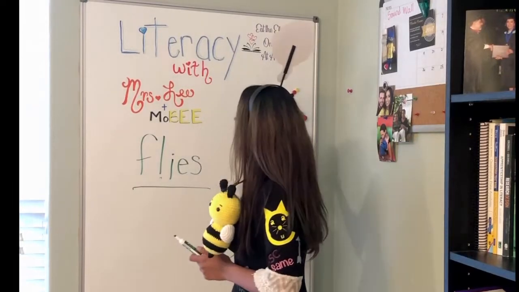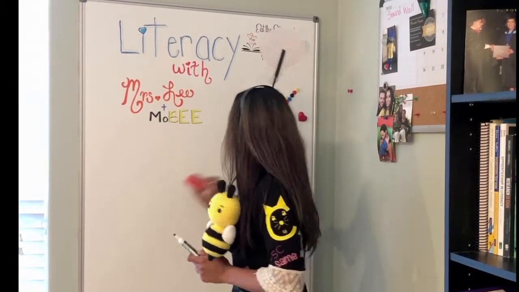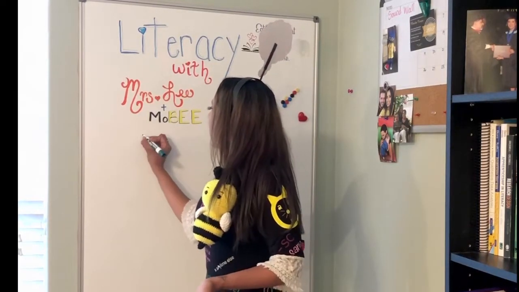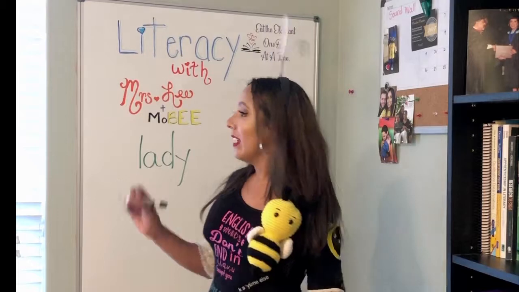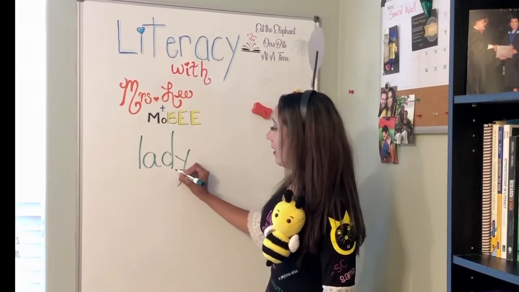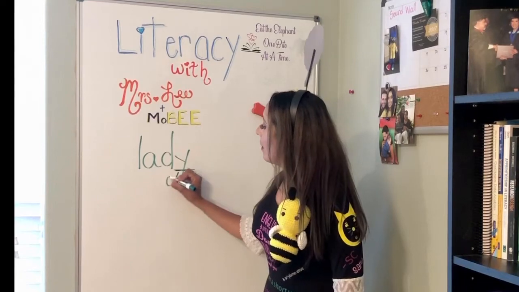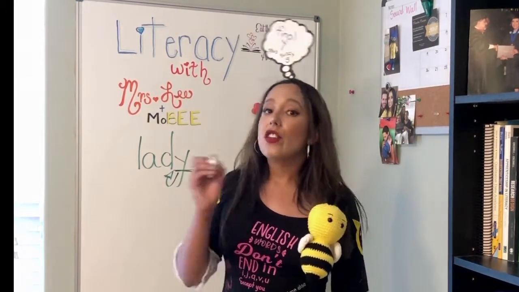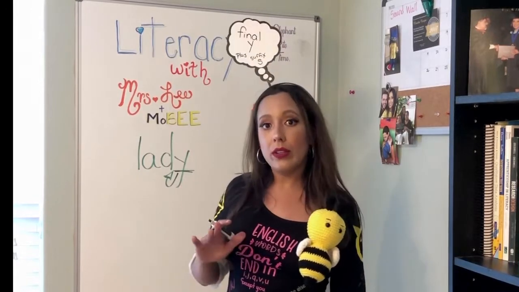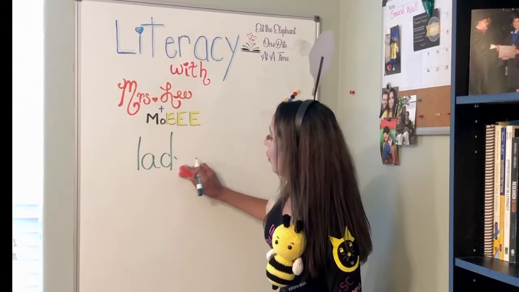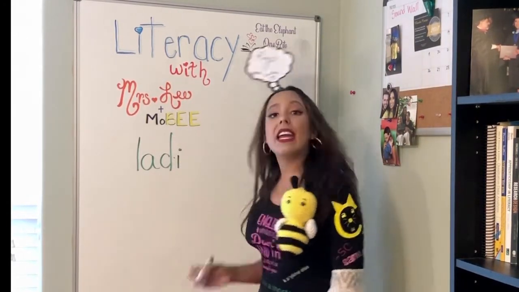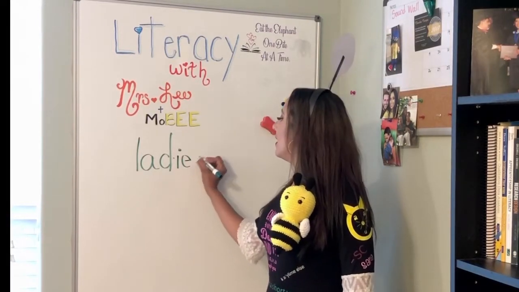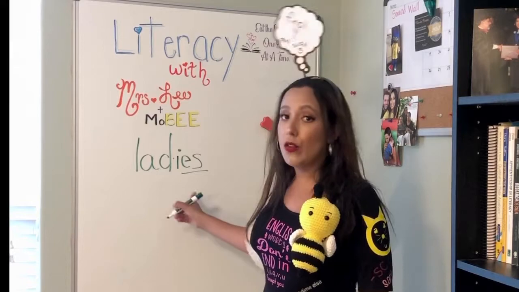Lady. I have one lady. There are 2 ladies. Now I see that it ends with a Y, and the letter before it is a consonant. So because of this spelling rule, and I'm making it plural, I am going to change the Y to an I, and I'm going to add ES. Ladies.